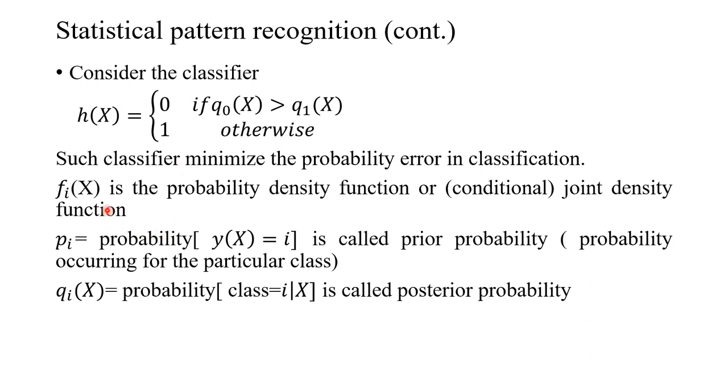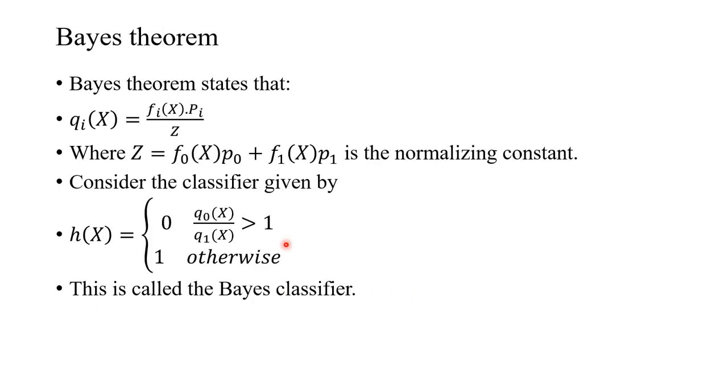fi of x is the probability density function, or the conditional joint density function. pi, being the probability of y of x belonging to y, is called the prior probability, the probability of occurrence for the particular class. So it's the prior probability. We know the previous occurrence of the event. qi of x is called the posterior probability.